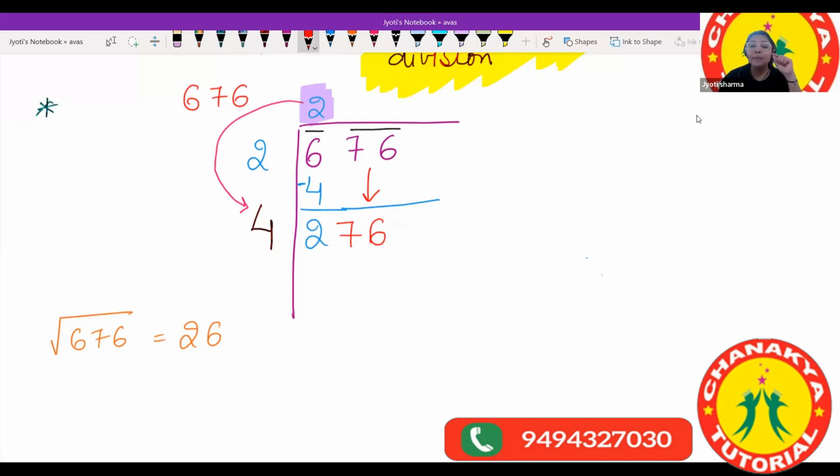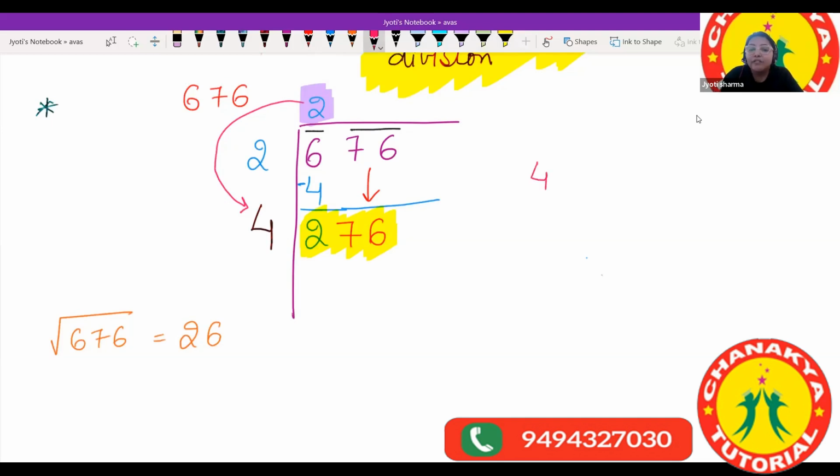After that, in normal division, you bring down a single digit, but here you will bring down the complete pair. You don't need to bring down a single digit. You will be bringing down the whole pair, 76. And now we got the next number as 276. Now we need to divide.